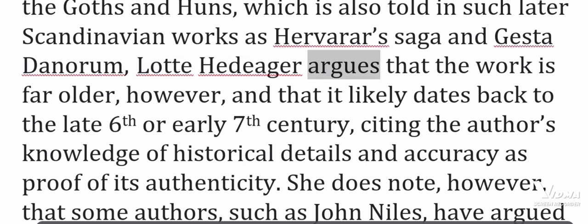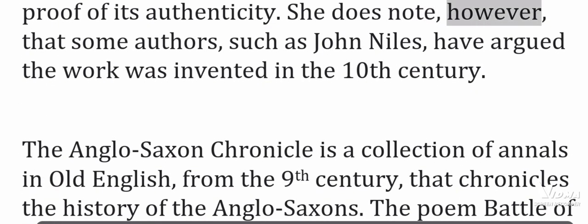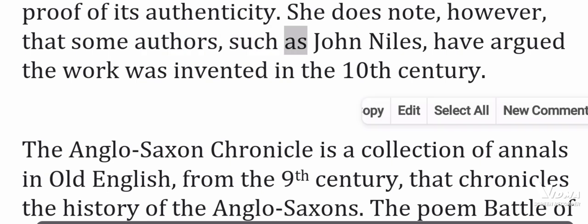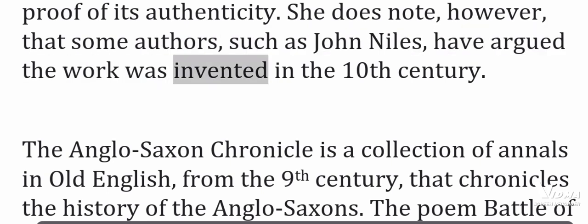Lotte Hedeager argues that the work is far older, however, and that it likely dates back to the late 6th or early 7th century, citing the author's knowledge of historical details and accuracy as proof of its authenticity. She does note, however, that some authors, such as John Niles, have argued the work was invented in the 10th century.